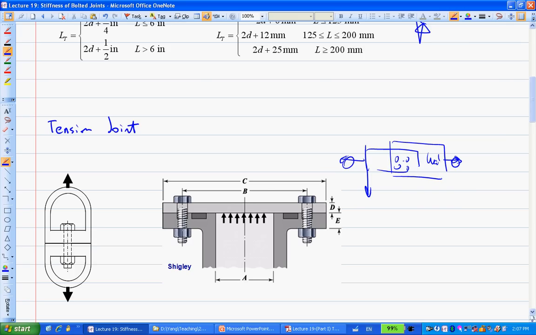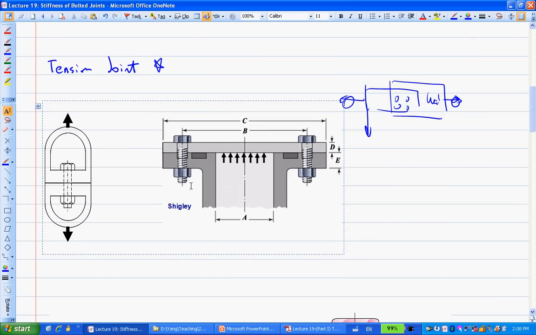In this course, we're going to focus on these tension joints, so we'll focus on the application of bolts on tension joints. So when you use a bolt on tension joints, how do we ensure that the joint is safe?